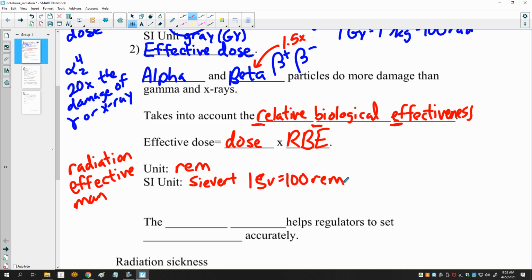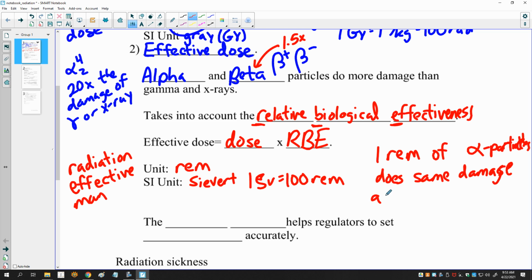And the important thing to understand here is that a rem of, say, alpha particles will do the same damage as a rem of gamma rays. So 1 rem of alpha radiation does the same damage to a human as 1 rem of gamma or X-rays, or beta. And the effective dose is useful because it helps regulators to set exposure values accurately.